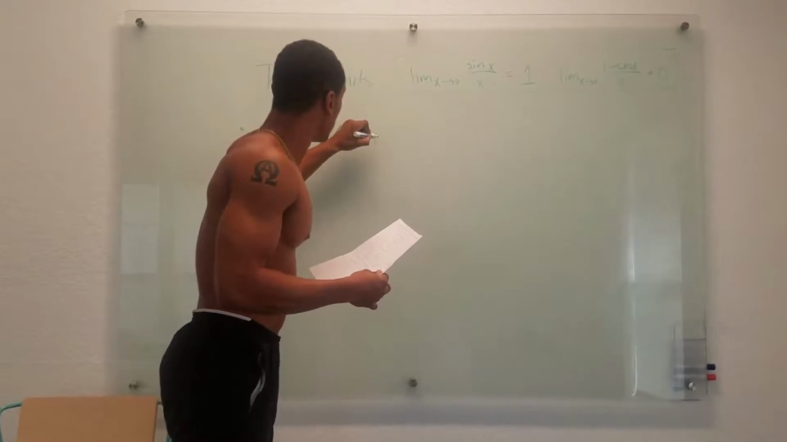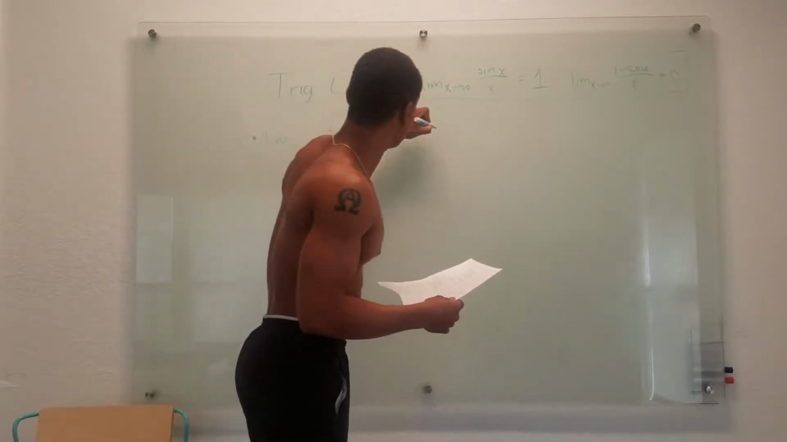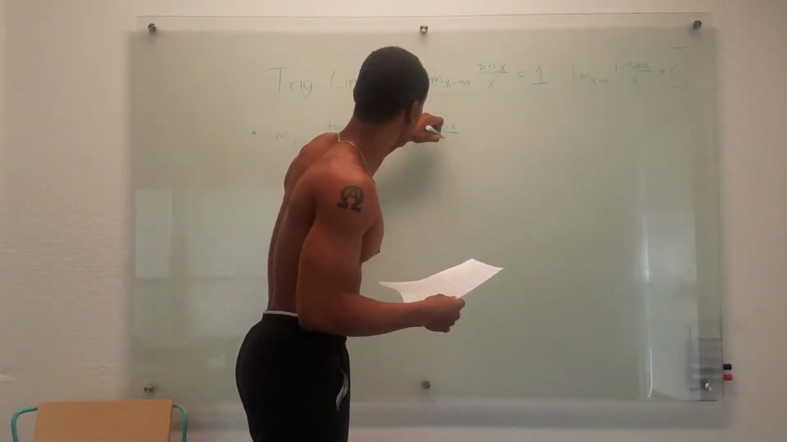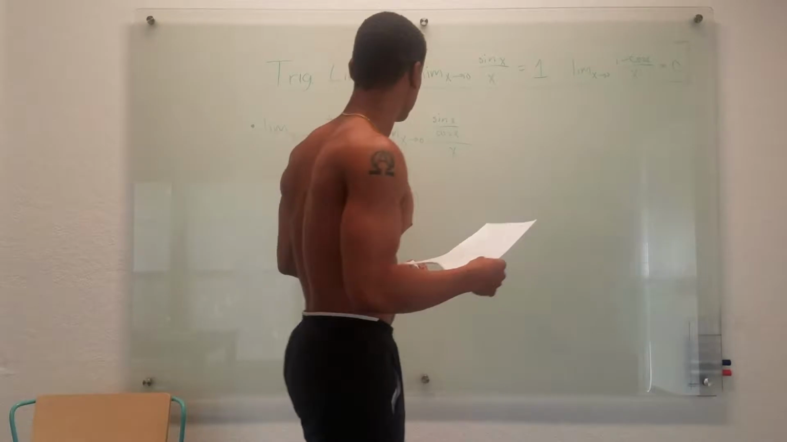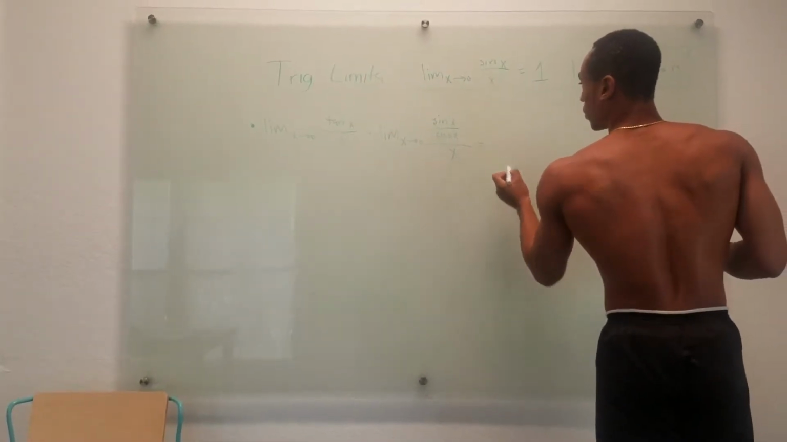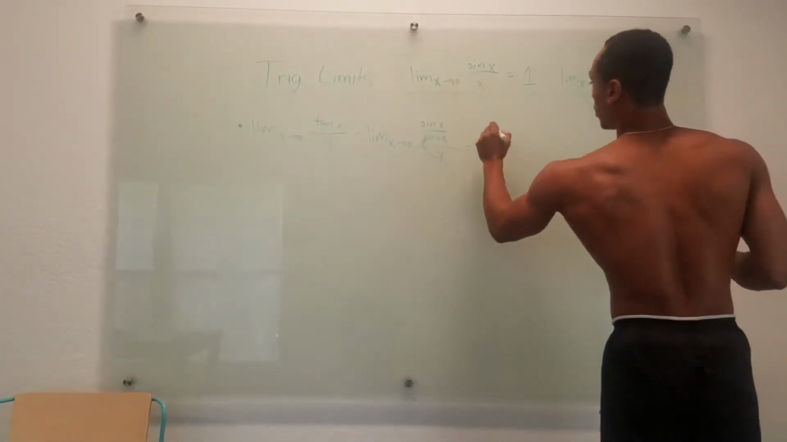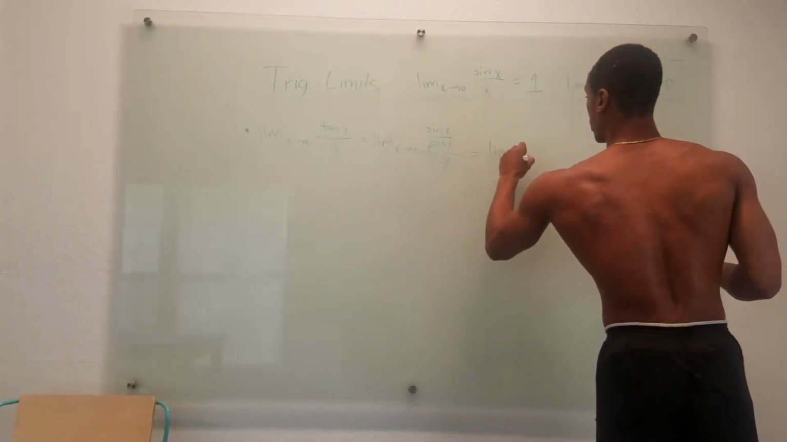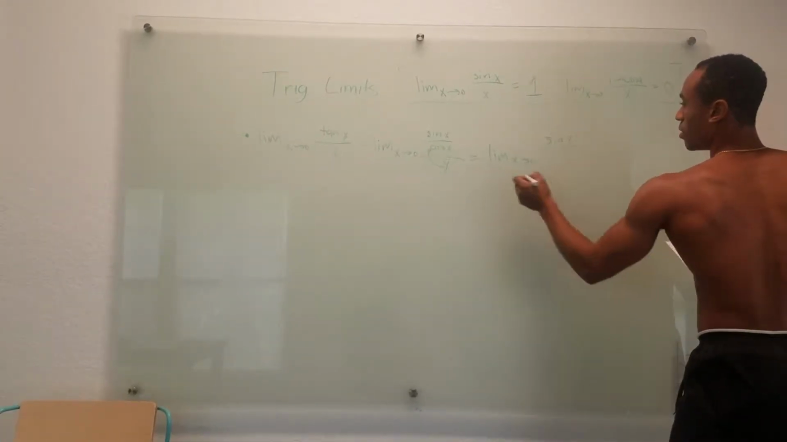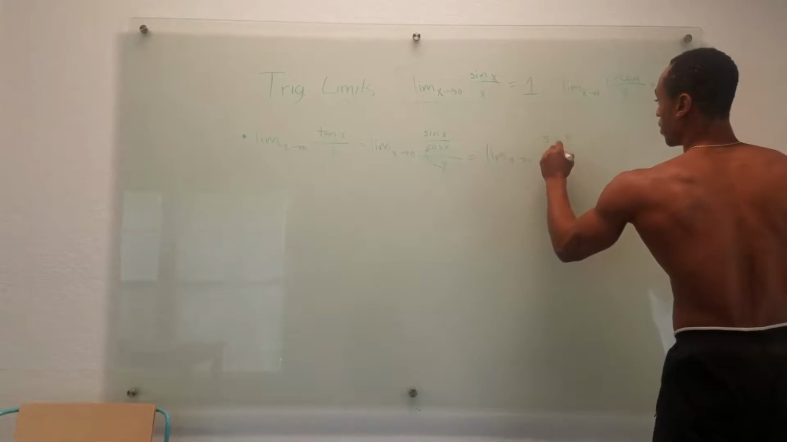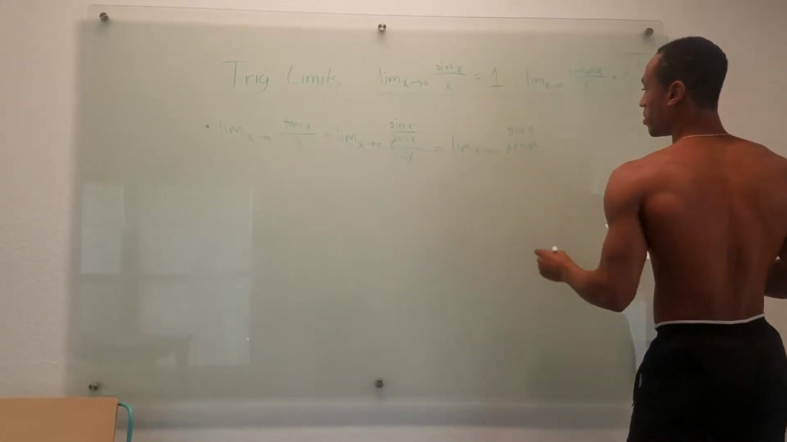So we got limit as x approaches 0. We know that tangent of x equals sine of x over cosine x, all over x. Okay, so now we can put this x next to cosine of x and rewrite this as the limit as x approaches 0, sine of x over x times cosine of x.